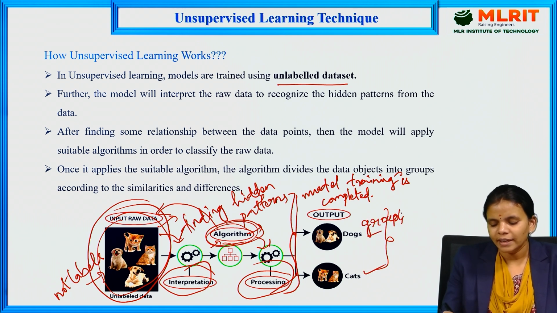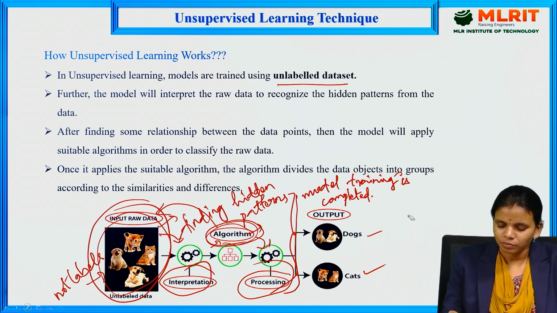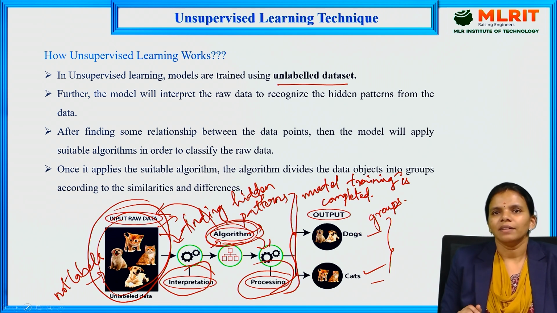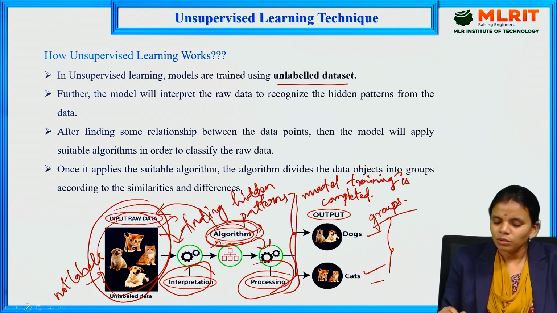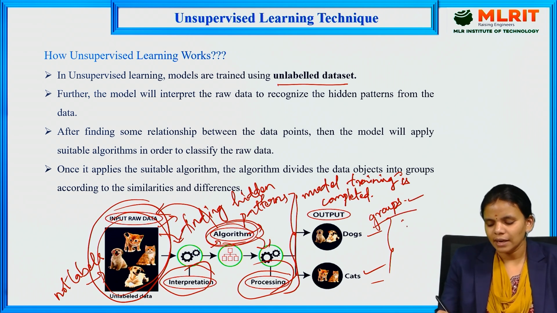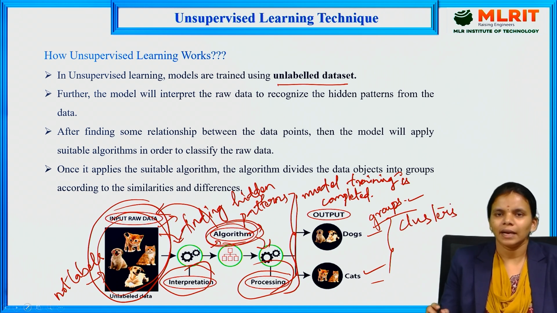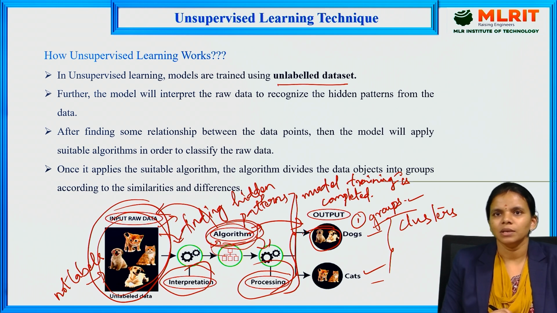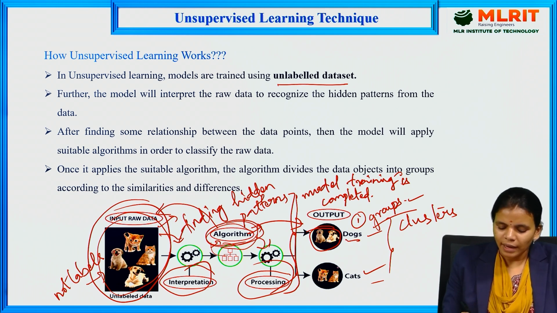Usually in technical terminology, it is giving the output as groups, and these groups are called clusters. So here the algorithm is giving the output as 2 clusters. The first one is the images which are related to dogs, and the second one is the images which are related to cats.